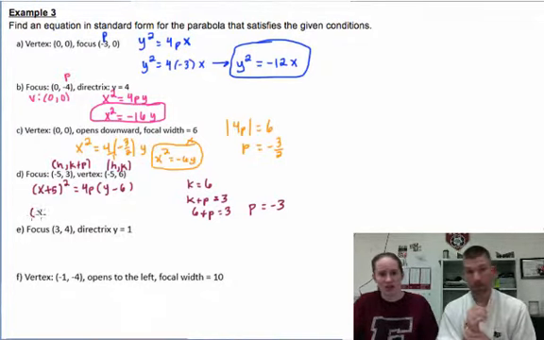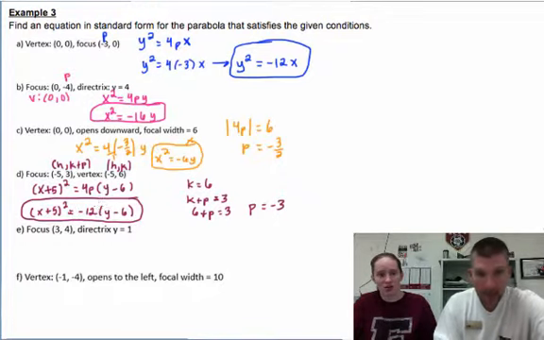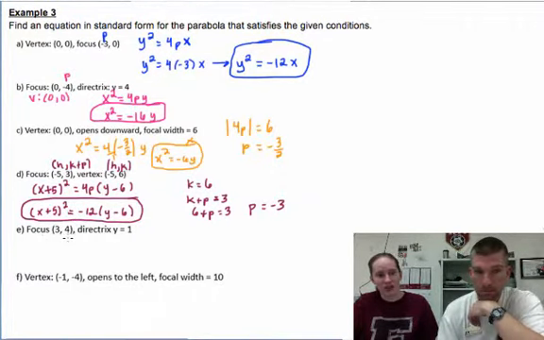I don't know if you mentioned that earlier or not, but. So 4 times -3 makes this -12. And then here we have our focus is 3 comma 4.